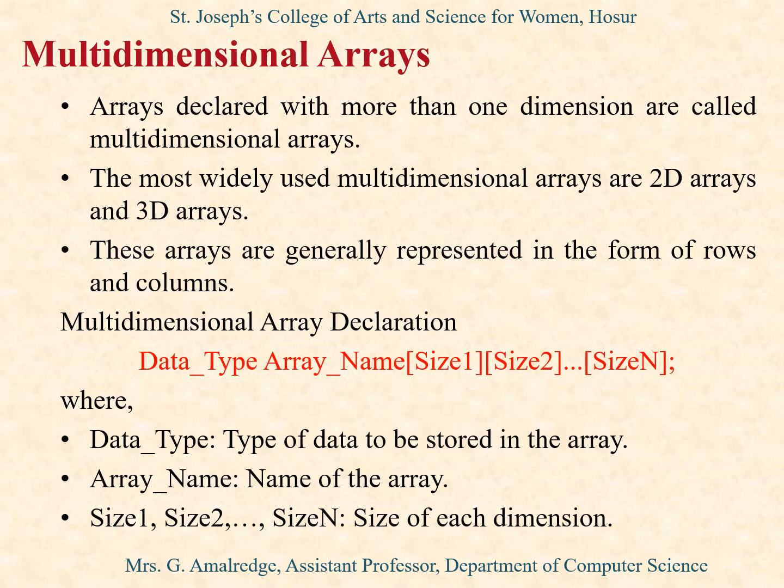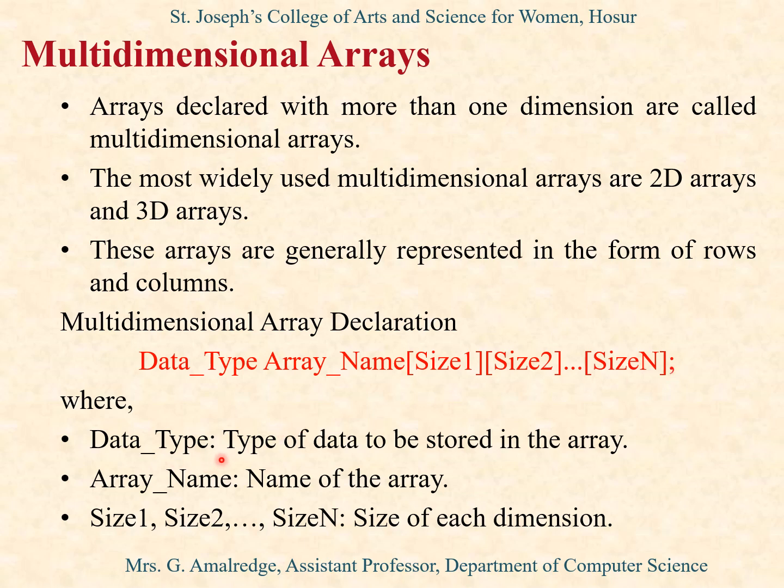Multi-dimensional arrays. Arrays declared with more than one dimension are called multi-dimensional arrays. The most widely used multi-dimensional arrays are two-dimensional and three-dimensional arrays. These arrays are generally represented in the form of rows and columns. This is the declaration of a multi-dimensional array: data type, array name, size 1, size 2. The sizes extend until size n.